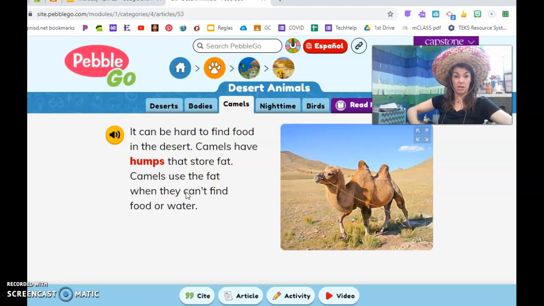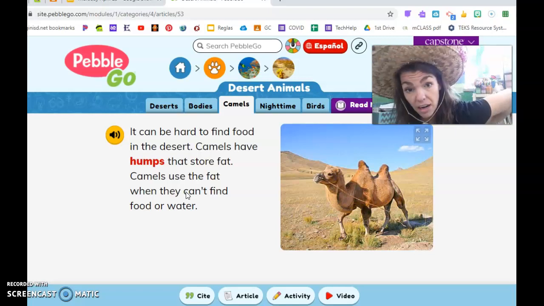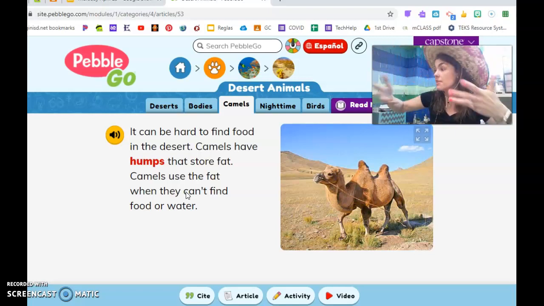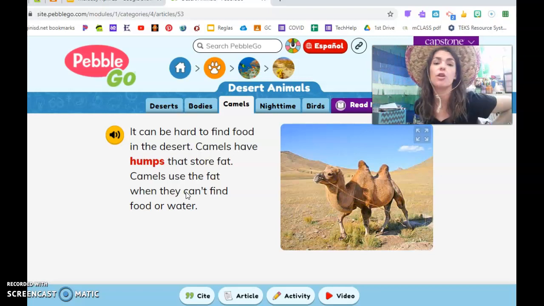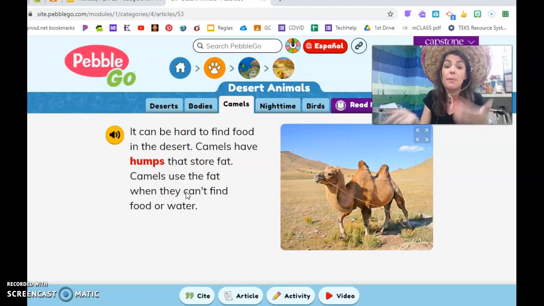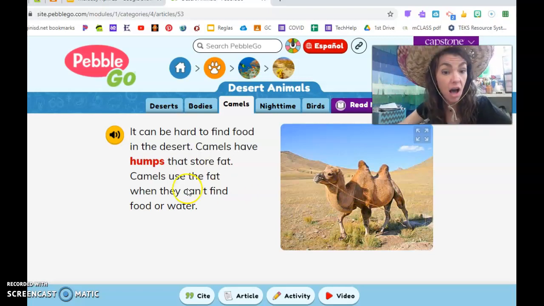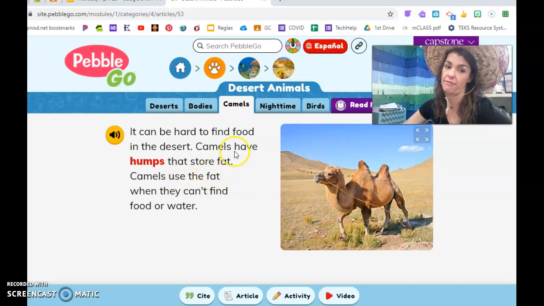All my fat goes in my belly. They're just going up on that hump on their back. And then on a day they can't find any food, their body just uses some of that stored fat and water. They don't find food every day, but they have it stored up in that hump for when they don't have food and water. That's pretty impressive.